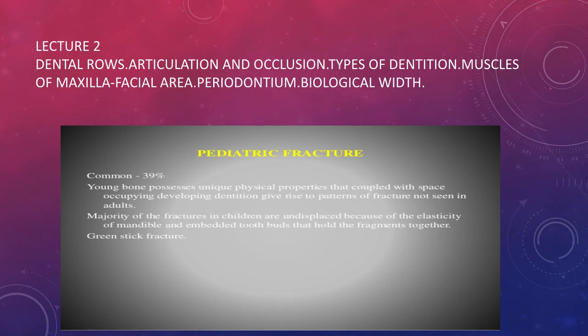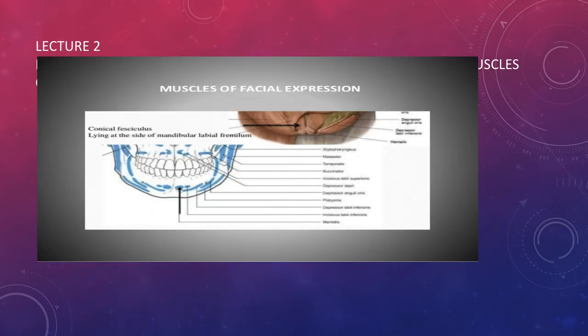Pediatric fracture, common in about 39%. Young bone possesses unique physical properties that, coupled with space-occupying developing dentition, give rise to patterns of fracture not seen in adults. The majority of fractures in children are undisplaced because of the elasticity of the mandible and embedded tooth buds that hold the fragments together. Greenstick fracture. You can look at this photo, the musculoskeletal expression.